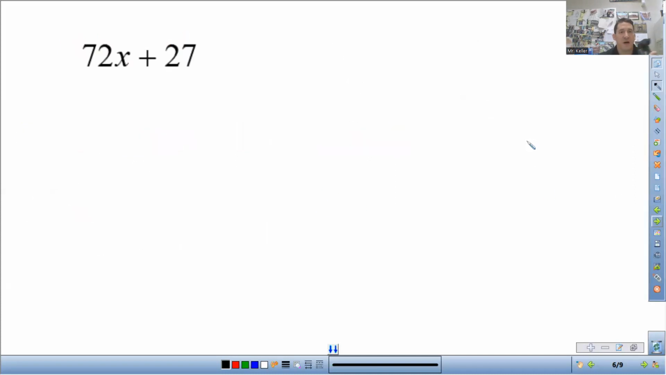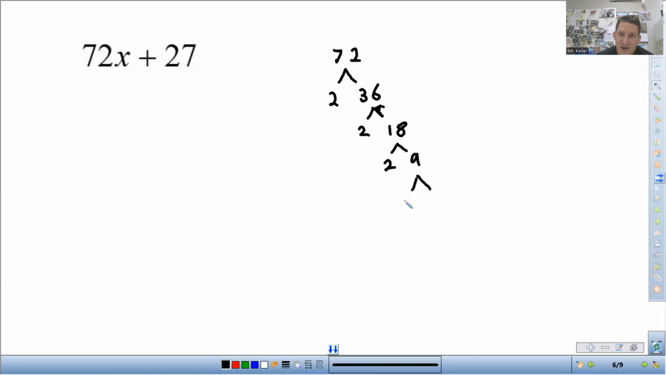One more. We're going to do a little bit bigger numbers. So 72. That is even, so I know that's going to have the 2 as a factor. So 72 is 2 times 36. 36 is even again, so I know another factor 2. So 36 is 2 times 18. 18 is 2 times 9. 9 is 3 times 3. 27 is 3 times 9. And then 9 is 3 times 3. So I have all the prime factors there.